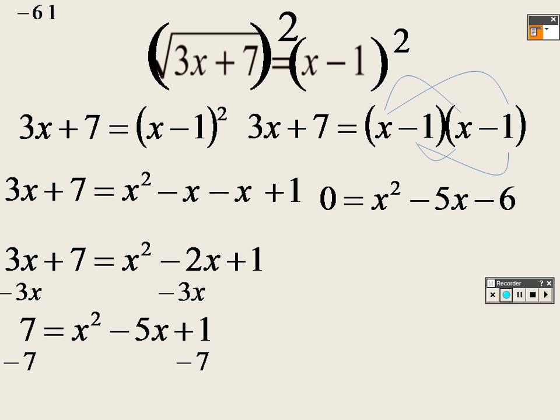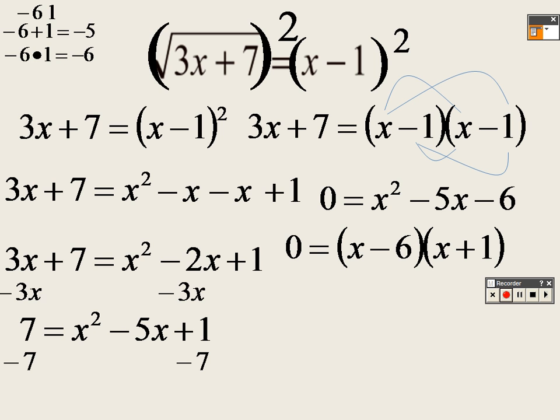So it multiplies to give you negative 6 that also adds to give you negative 5. Well, negative 6 and 1, right? Because negative 6 plus 1 is negative 5. And negative 6 times 1 is negative 6. So those are our factors, a negative 6 and a positive 1.